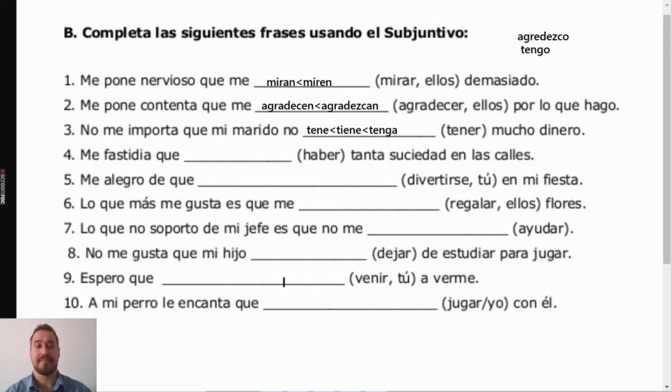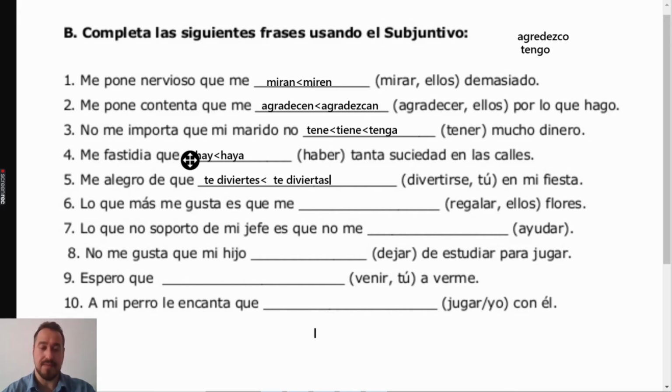Me fastidia que. So there are, subjunctive, haya. So me fastidia que haya tanta suciedad en las calles. And if I, me alegro de que te diviertes. So this is another regular one. Te diviertas, subjunctive. Okay, I hope you can get the idea.